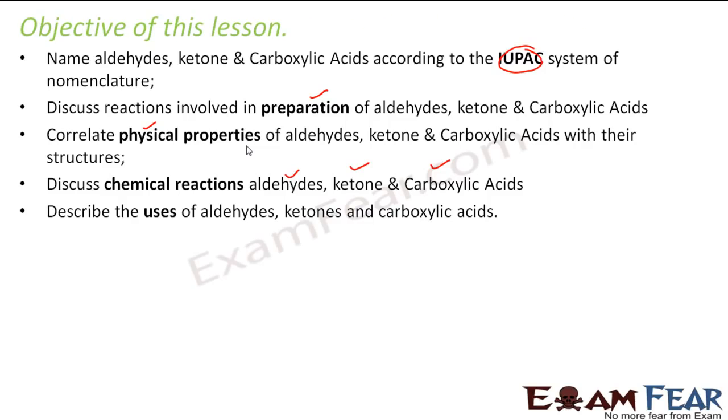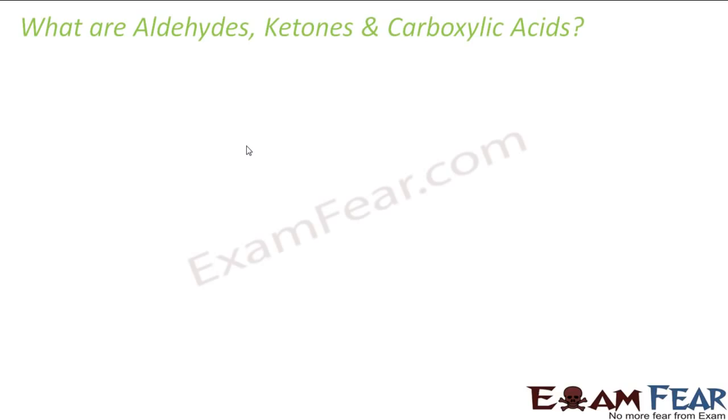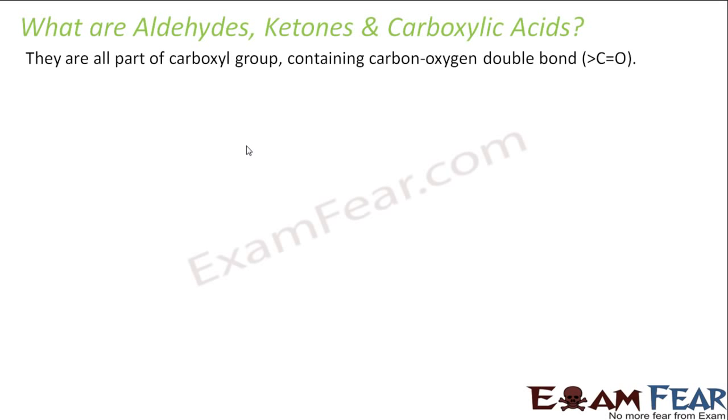Before we even start the chapter, the first question is, what are aldehydes, ketones and carboxylic acids? Because the whole chapter is about these three compounds. They are all part of the carbonyl group. Please note, they are all part of the carbonyl group, and this group is nothing but the one which has a carbon-oxygen double bond.